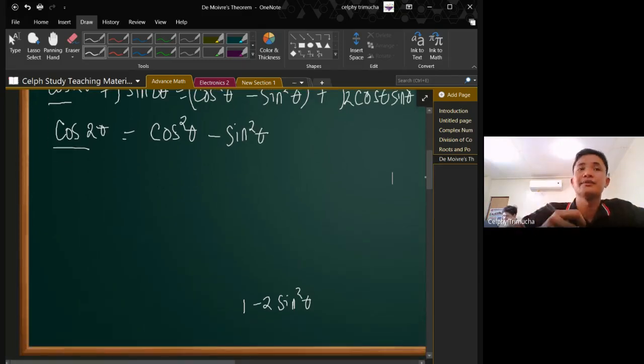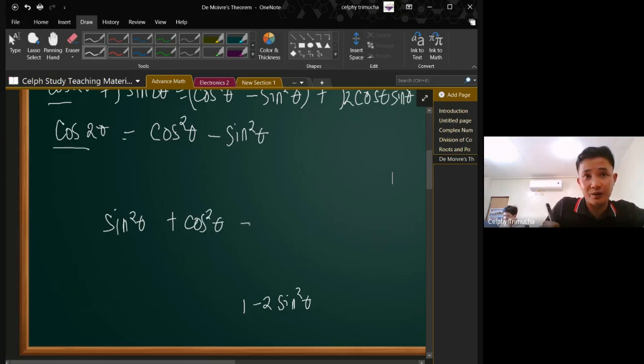Okay, so there is a rule or identity in trigonometry that we can relate to this to get our answer. The trigonometric identity is sine squared theta plus cosine squared theta is equal to 1. So to get cosine squared theta, this will be equal to 1 minus sine squared theta. So this is the identity.